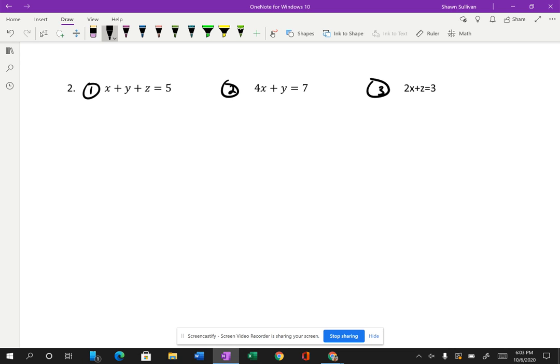Looking at equation 2, it looks like it's pretty easy to solve for y, so that's what I'm going to do. I'm going to subtract 4x from both sides, and we are left with y equals negative 4x plus 7. And so this is good, so I can substitute eventually. We know y is equal to negative 4x plus 7, and we can substitute that in.